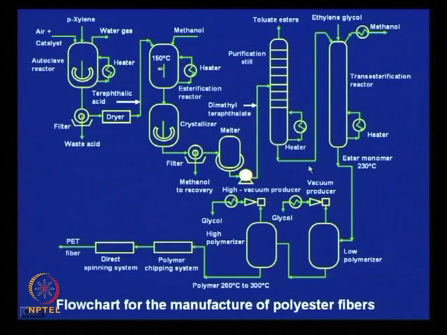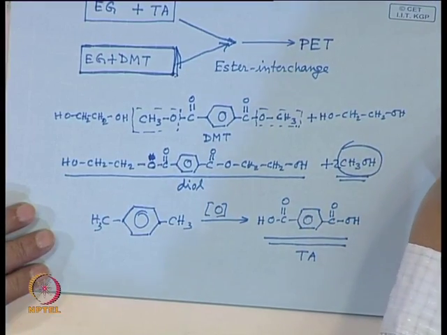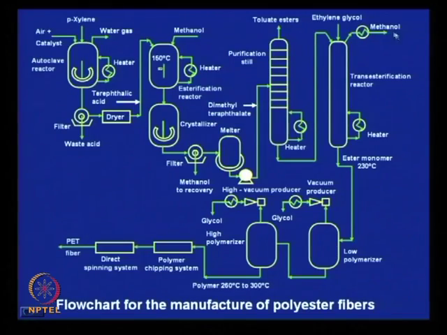Then that hot molten dimethyl terephthalate is passed to this polyester reactor, the polyester formation reactor, where ethylene glycol is fed. Here also, from this DMT, after this polyesterification, this methanol, which is produced as a byproduct, can be recycled to this step.